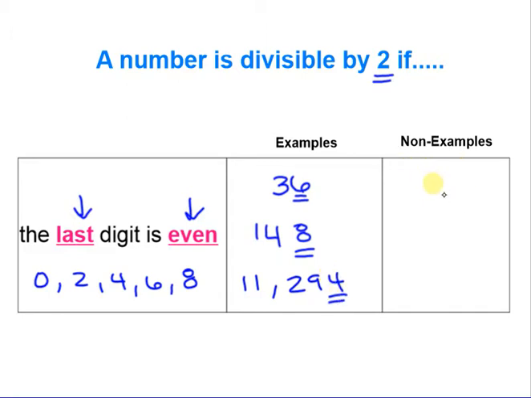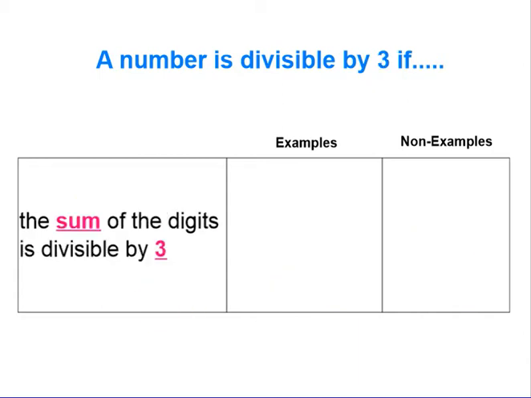Some examples that would not work are 17. The number 7 is odd, and it's not an even number. The number 711 would not work because the last digit is 1. 1 is not an even number. And then we can do 20,109. That would not work because 9 is not an even number either. Okay? All right, let's look at the number 3.